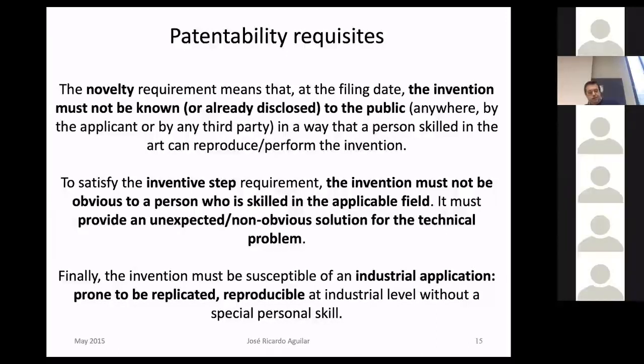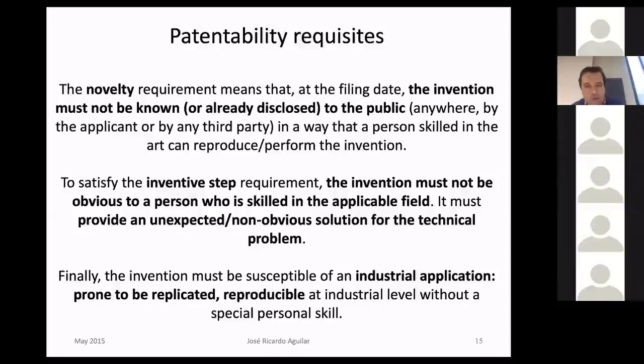So this is something that any researcher, any inventor, any innovator that wants to have a monopoly on an invention must know in order to avoid the fatal error of disclosing everything and then trying to patent afterwards.